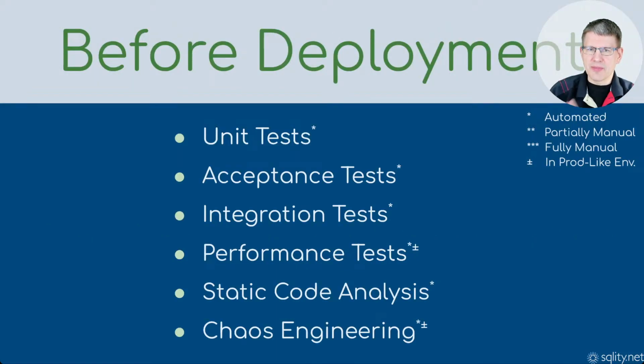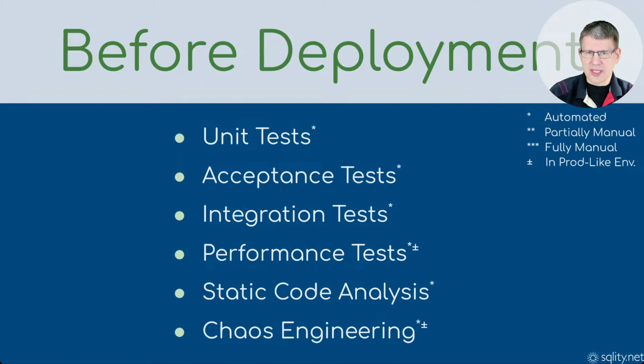So before deployment, you have unit tests. We have talked about unit tests in several other episodes already. Unit tests are there to test small units of your code in isolation. Then you also have acceptance tests and integration tests. Both acceptance tests and integration tests are very similar. They test the entire system, basically end to end, or at least larger portions of the system.